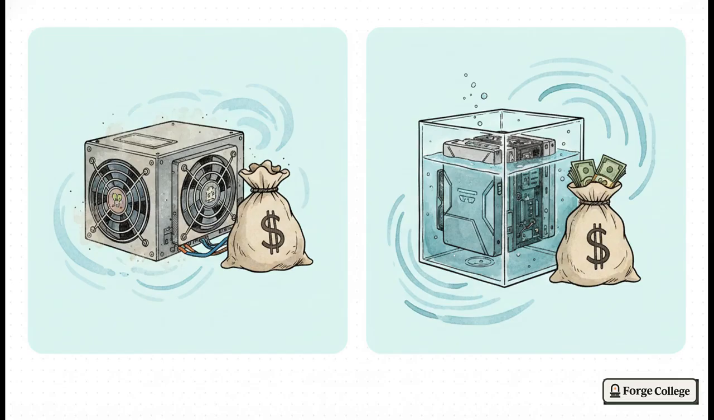We're talking high-efficiency ASICs submerged in liquid immersion. It boasts a beautiful 50 watts per terahash and a tiny 1.06 PUE. But it comes with a hefty $3,000 CapEx price tag per machine.